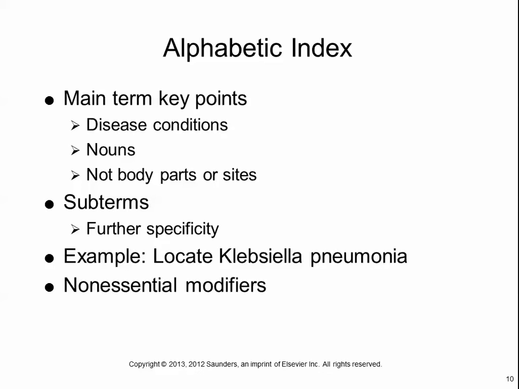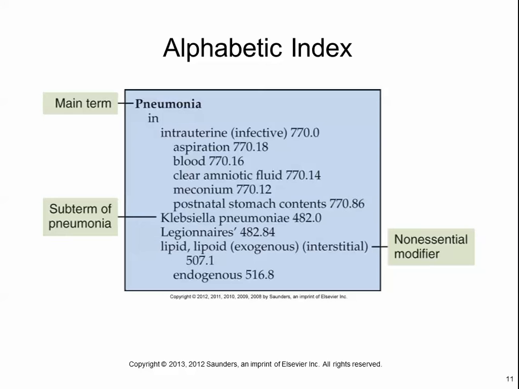So, let's say you were looking for a patient that had Klebsiella pneumonia. Where would you look? Well, the first place you would look in the alphabetic would be pneumonia. Then under pneumonia, you would look for Klebsiella. Okay, so here we go. Pneumonia, that's our main term. We know it's our main term because it is bold and it is flush with the left margin, right? Then we want Klebsiella. And what do we have here if we keep going down? Klebsiella pneumoniae, 482.02. So, Klebsiella is the subterm of pneumonia, right? Okay.